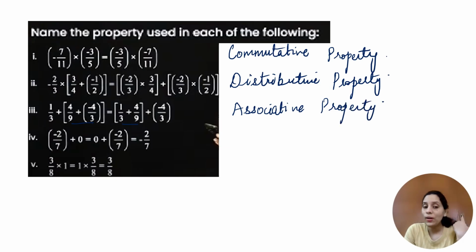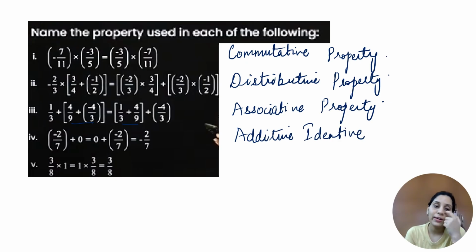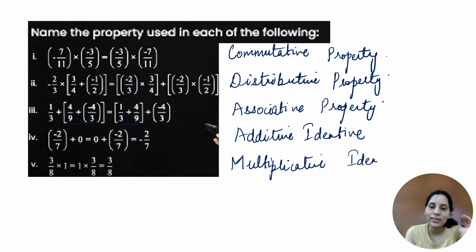Next one. All right. Now additive identity is 0. Multiplicative identity is 1. Here any rational number added to 0 is always the same rational number. So this is additive identity. And when it is multiplication, you can see the multiplication sign. Whenever a rational number is multiplied by 1, you end up having the same rational number. So this is multiplicative identity. All right, next one.